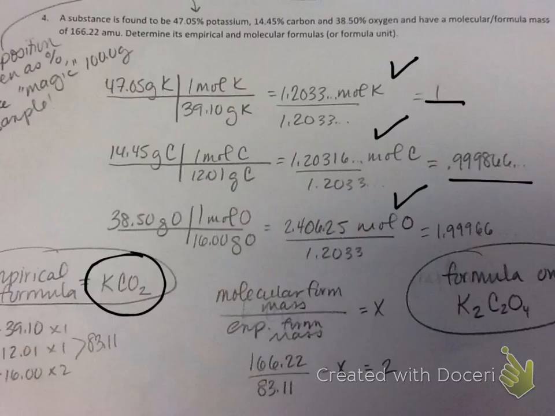So we were told that there is a molecular or formula mass of 166.22. So we have to get the empirical formula mass from this, and sure enough, it's 83.11. This is not the molecular formula. We get a multiplier of 2 when we go through our process, which means we have K2C2O4. What would that compound be called? I didn't ask you this, but it's a good question. It's potassium something. Oxalate. Yeah, it's potassium oxalate.